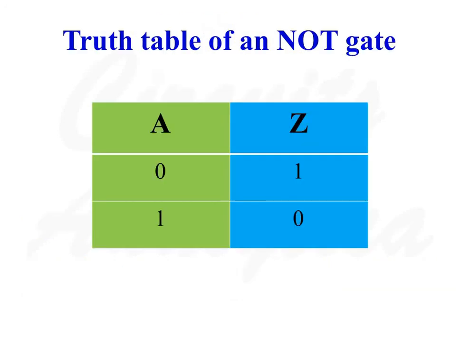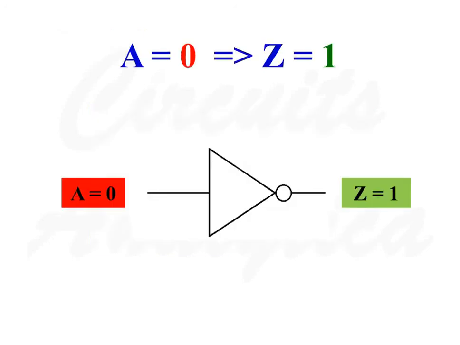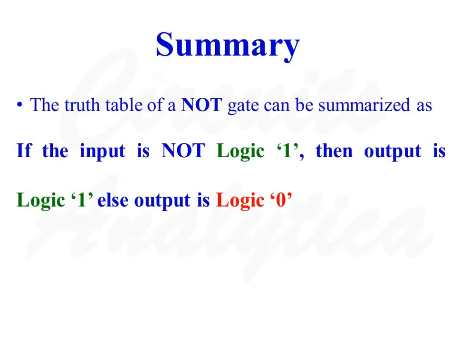So this is the truth table of a NOT gate. If A is equal to 0, Z is equal to 1. If A is equal to 1, then Z is equal to 0. So the truth table of a NOT gate can be summarized as, if the input is not logic 1, then output is logic 1. Else, output is at logic 0.